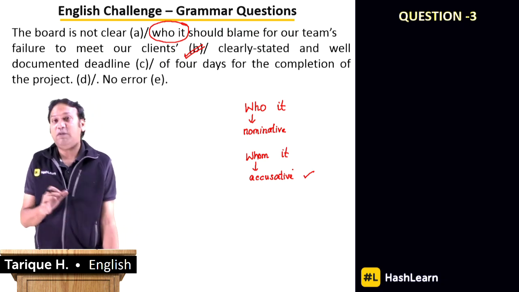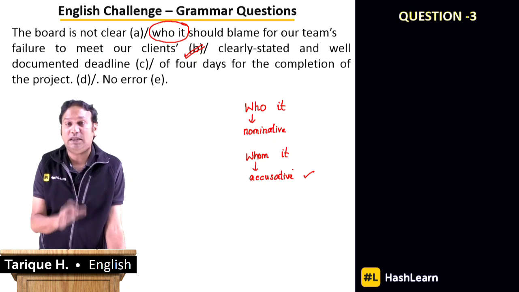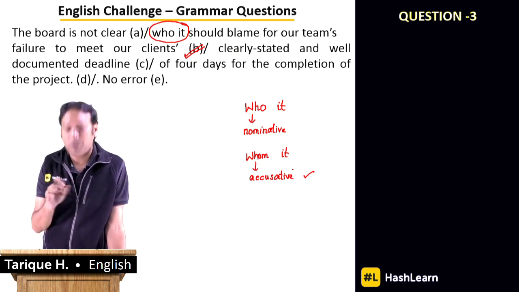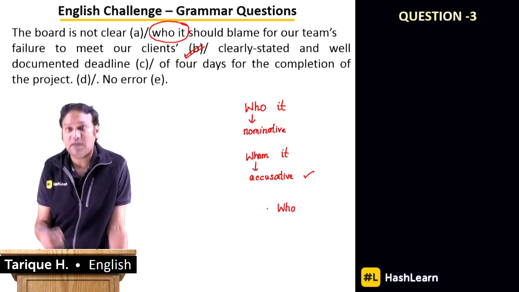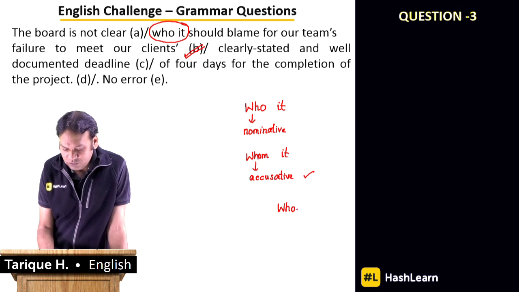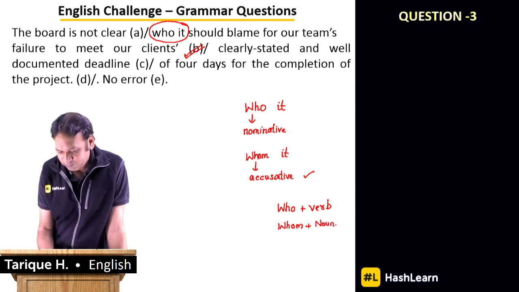And one simple formula I'll give you here will always help you in questions like these, where you have to decide between who and whom. That formula is that after who, in most indicative sentences, we always use a verb, whereas after whom we use a noun or a pronoun. Also after a preposition like to, we use whom, not who.